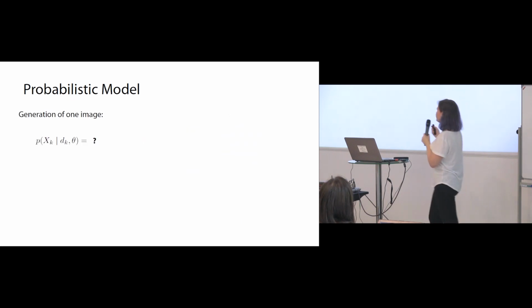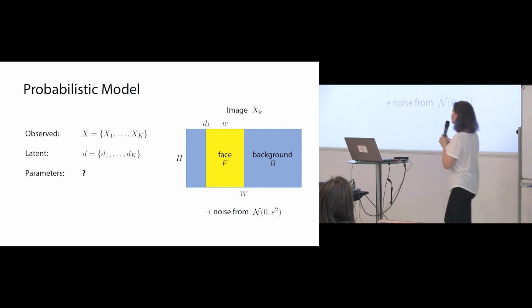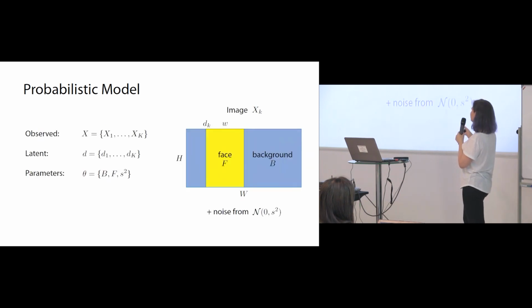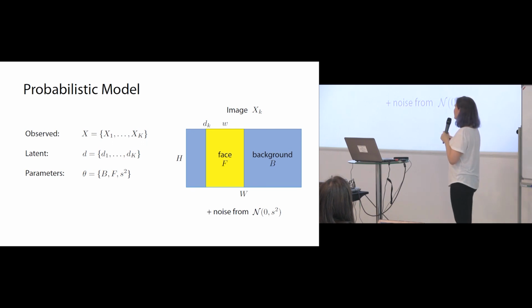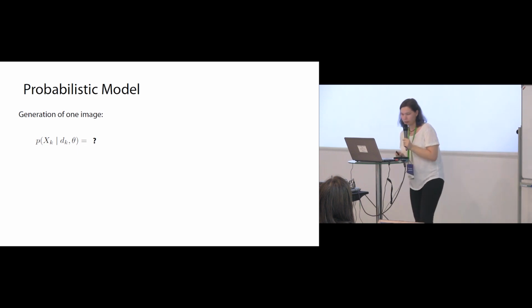So what is the probabilistic model? Usually a probabilistic model tells us how the data were generated. As I already said, we have one face, so we have only one suspect, and one background. But the position of the face in the image is random.